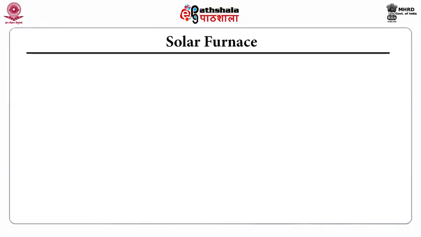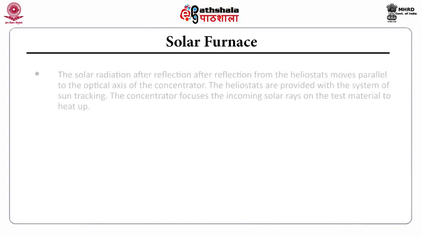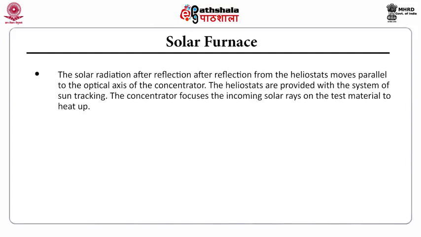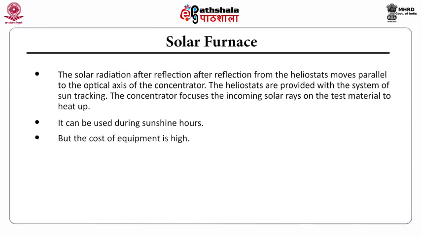The solar radiation after reflection from the heliostats moves parallel to the optical axis of the concentrator. The heliostats are provided with a system of sun tracking. The concentrator focuses incoming solar rays on the test material to heat it up. The solar furnace is mainly used during the sunshine hours. Here the cost of equipment is very high and the material with small area can only be heated and tested. These are the limitations of the solar furnace.